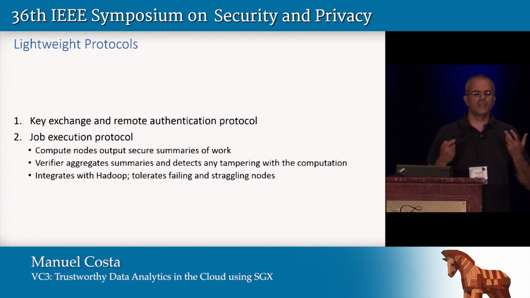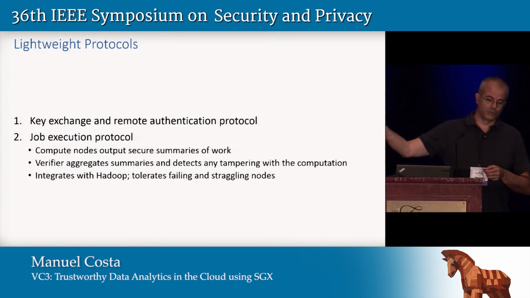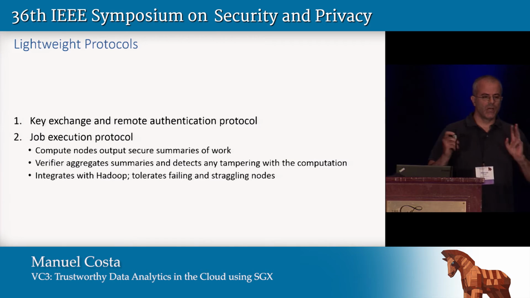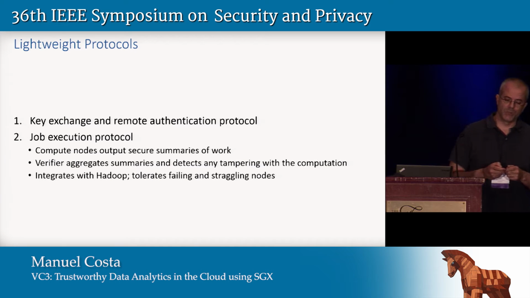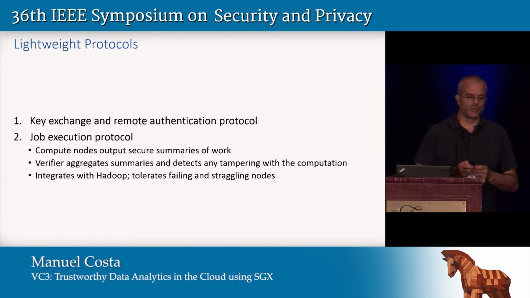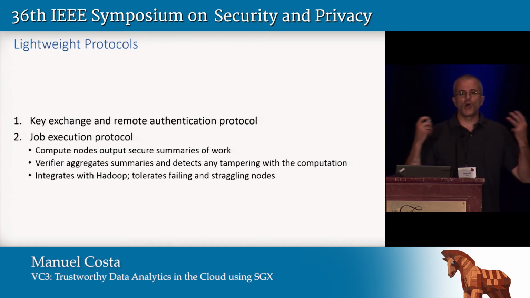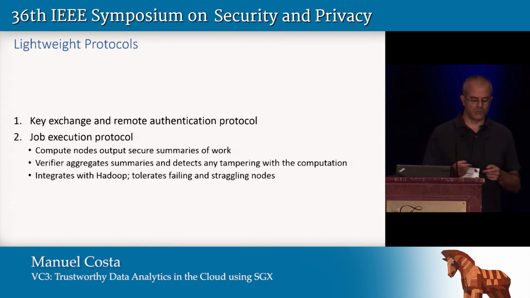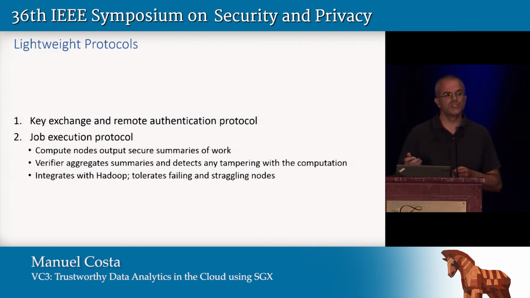We then run a key exchange and remote attestation protocol to share secret keys with the code. I'll refer you to the paper for details on that. And once the key exchange protocol completes, the code is ready to run, and we can run the data analytics job. So our job execution protocol is going to do the normal sort of data processing that you'd expect from a MapReduce job, but it's going to do a few additional things.